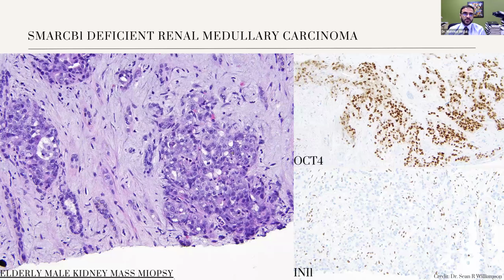And the reason why we call it SMARCB1-deficient renal medullary carcinoma is because sometimes you don't have young patients, mostly of African descent, with African ancestry with hemoglobinopathy. You have elderly patients without any hemoglobinopathy with SMARCB1-deficient renal medullary carcinoma. That's why the latest WHO edition puts this tumor into the molecularly defined renal carcinoma category.